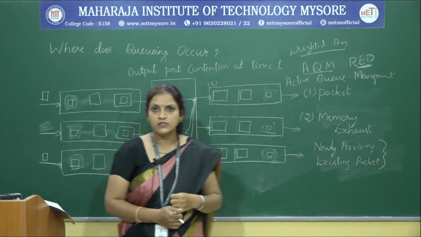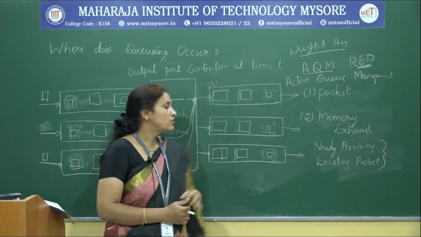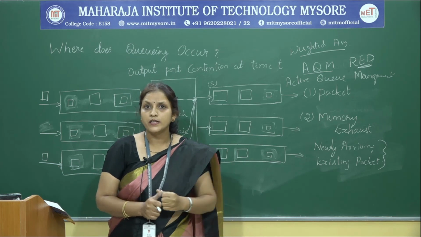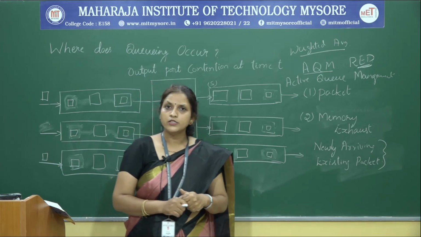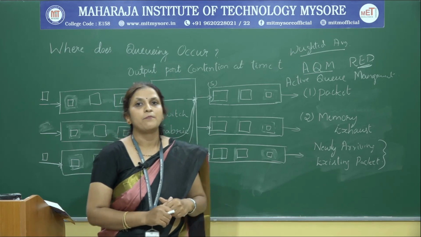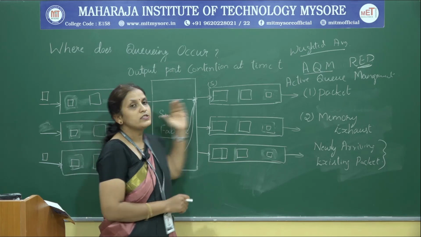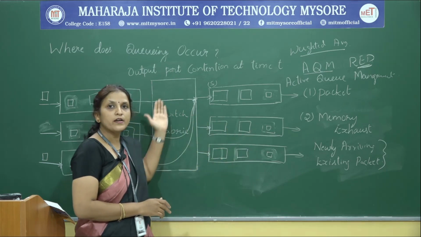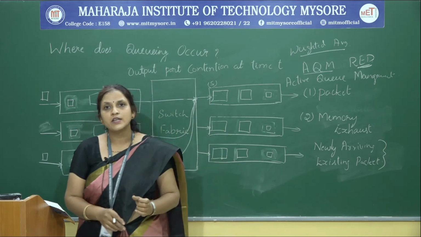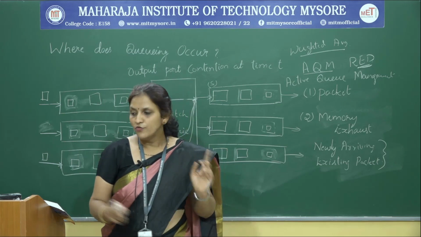Now, there is a question. We have seen that contention is happening at the output port and switch fabric is not allowing any packet to reside in it. Don't you think that contention can also happen in the input port side? Yes, it can happen. When switching fabric is not fast enough to transmit all the packets that are arriving here to the output port, then contention happens at input port line also. We will have a look at it with an example.